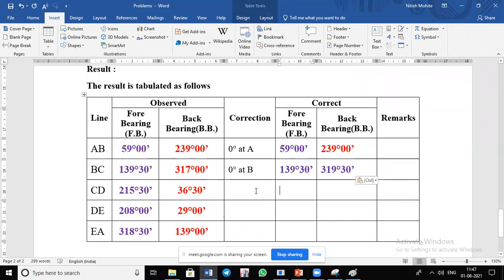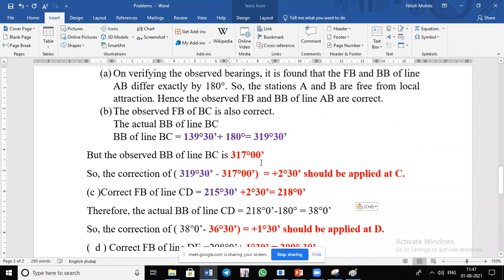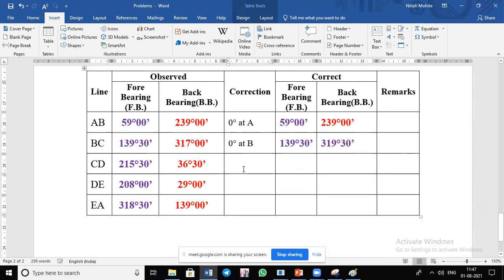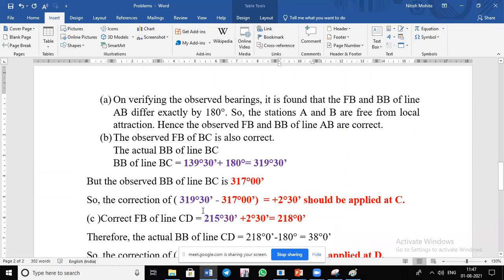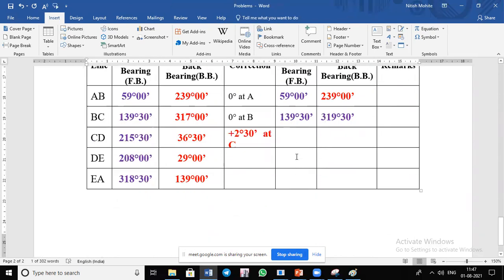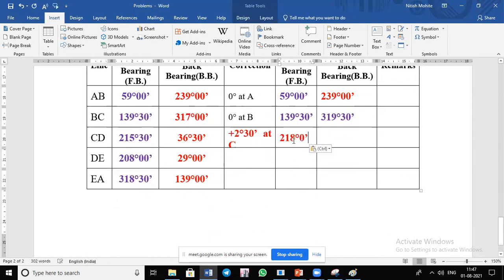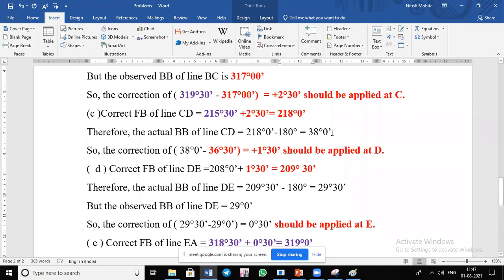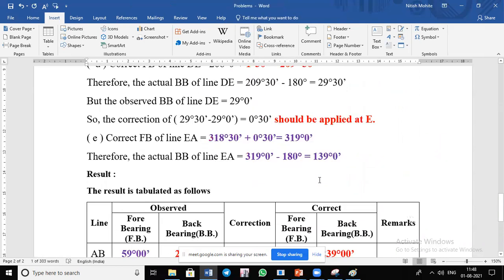Again, correspondingly, the correction at C was how much? We have seen that it is 2 degree 30 minutes. So this correction, I'll write it here at C. Okay. So the corrected forebearing is 218 degree 0 minutes. And correspondingly the back bearing is how much? 38 degree.